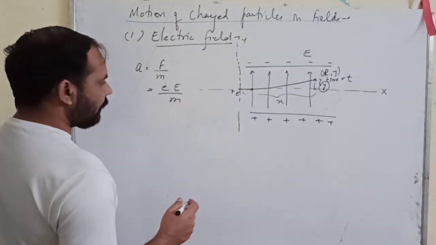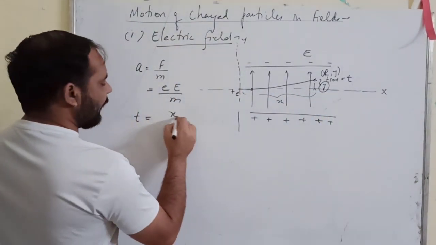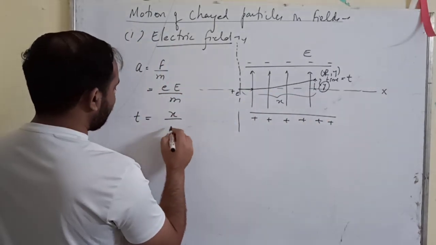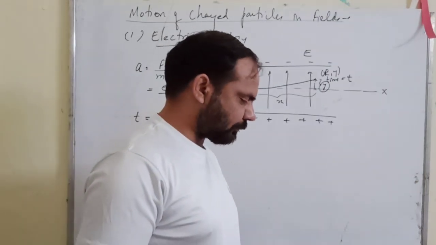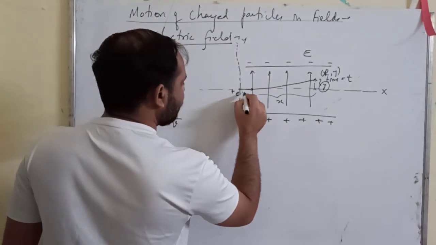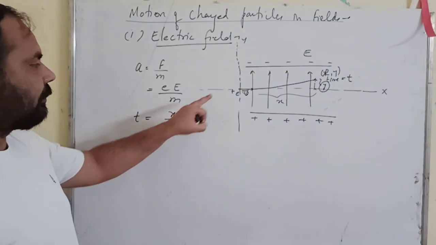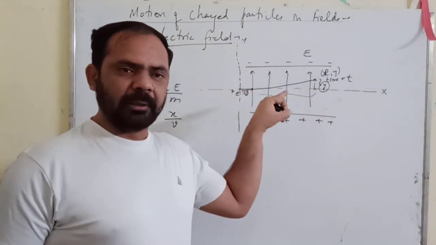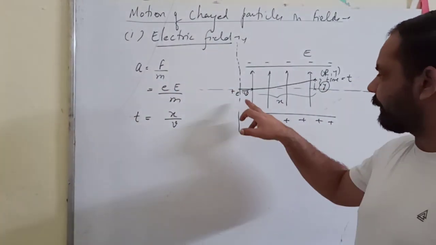Now how much is the time taken? How much time will it take here? Suppose x is the displacement along x; time will be distance upon speed, x upon v. With velocity v it entered inside, the velocity with which it entered into the electric field. There is no force acting horizontally along x, so the velocity along x will not change, it will remain as it is. How much is that? That is v.